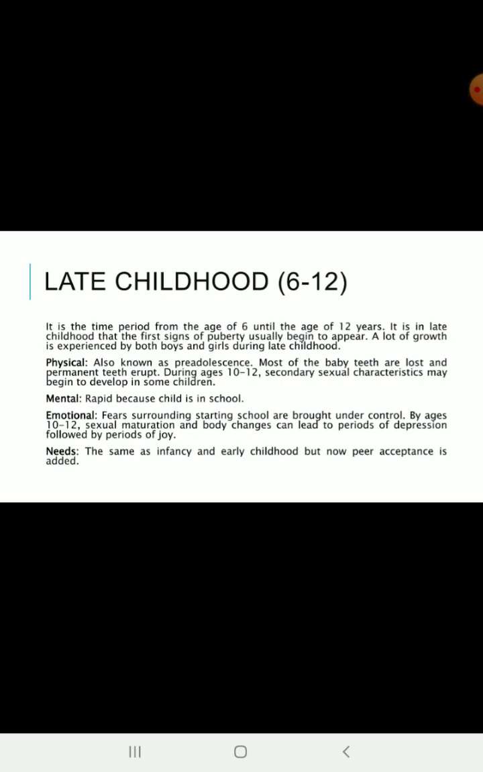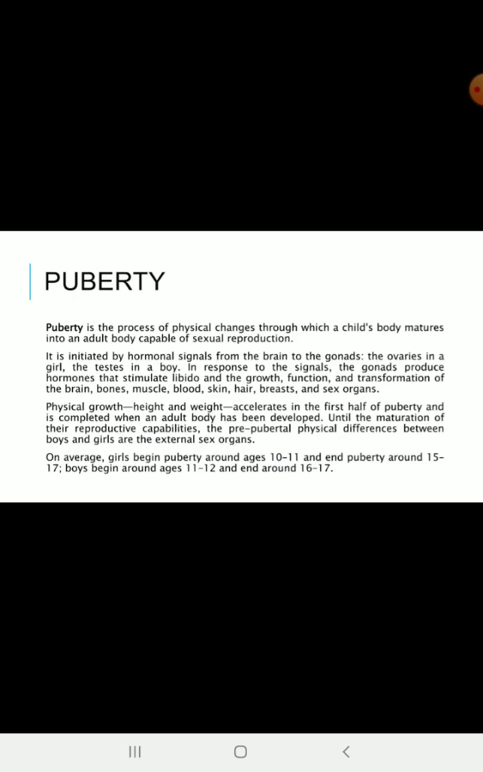Late childhood is the time period from the age of 6 to 12 years. In this time, the physical development is preadolescence. Most of the baby teeth are lost and permanent teeth erupt. During the age of 10 to 12, secondary sexual characteristics may begin to develop in some children. Mental development is rapid because the child is in school. Emotional development: fears surrounding starting school are brought under control. By age 10 to 12, sexual maturation and body changes can appear. Needs are the same as infancy and early childhood, but now peer acceptance is added.